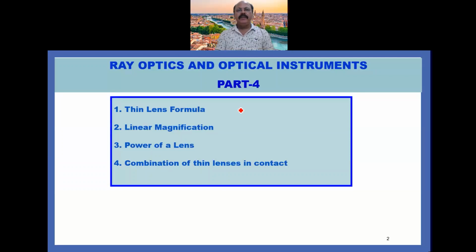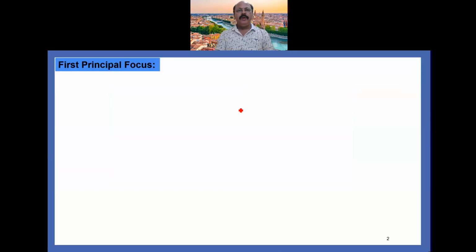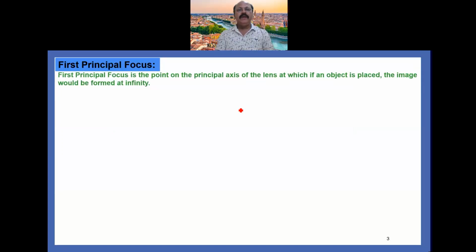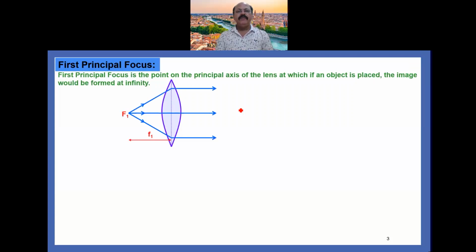Before explaining the thin lens formula, I will remind you of a few important things. The first one is the first principal focus. Do you understand what the first principal focus means? The first principal focus is a point on the principal axis of the lens at which, if an object is placed, the image would be formed at infinity. You see this in the case of the convex lens as well as the concave lens. Here F1 is the first principal focus. The object is placed at the focus, so the image is formed at infinity.